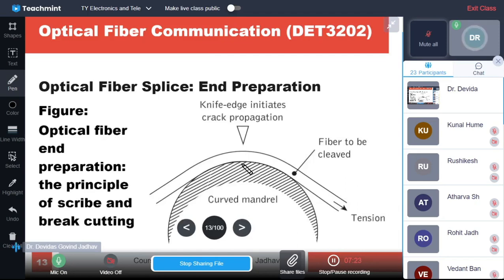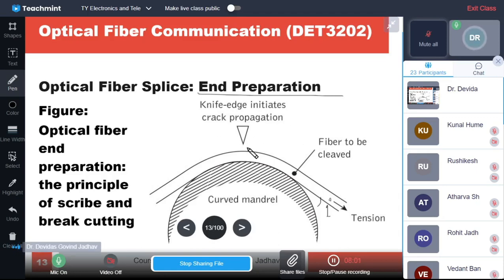So this scribing and breaking mechanism is shown, in which the fiber is under tension, put on the curved main rail, and a very small angle is provided to the fiber while giving the tension, maybe 1 degree or less. Then a very sharp knife edge initiates the crack, and under tension that crack is propagated further and the fiber is cleaved, or cut, and that is the fiber end preparation.